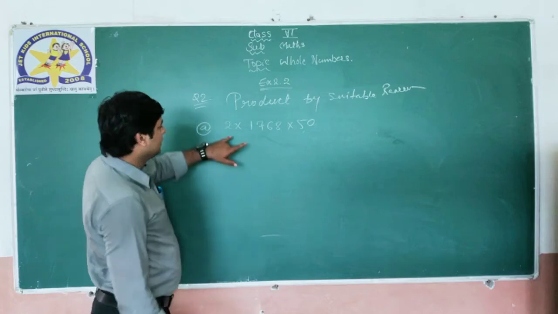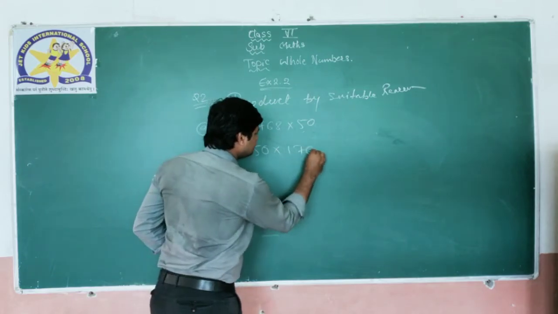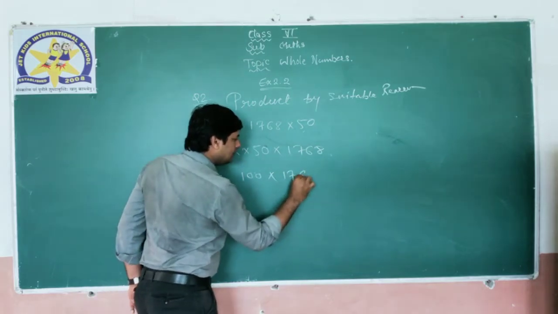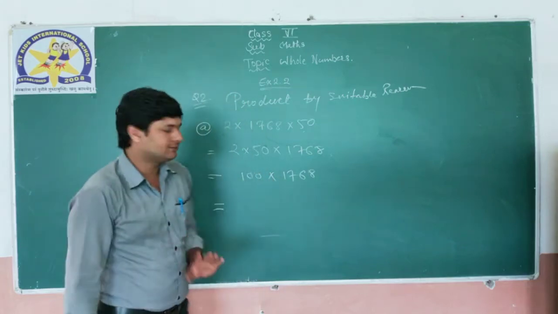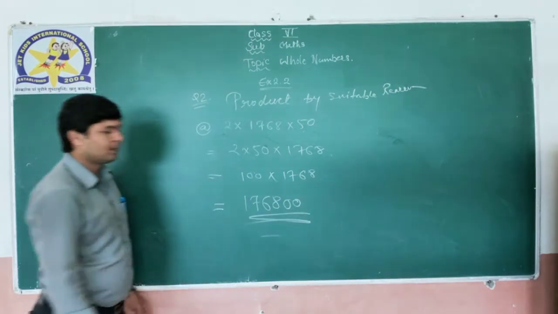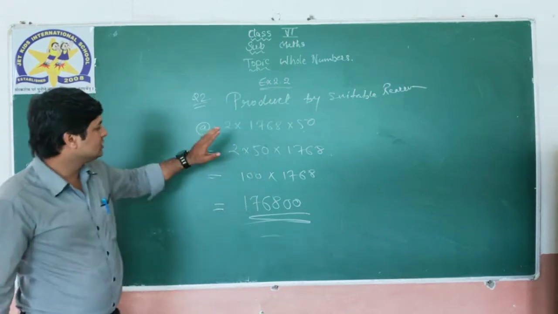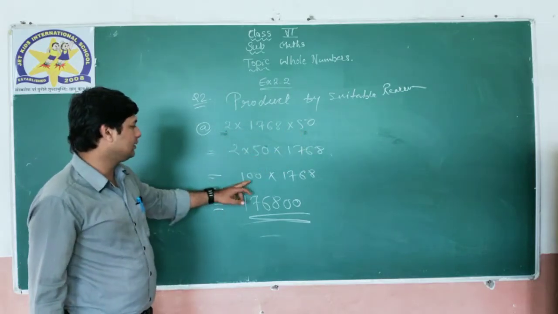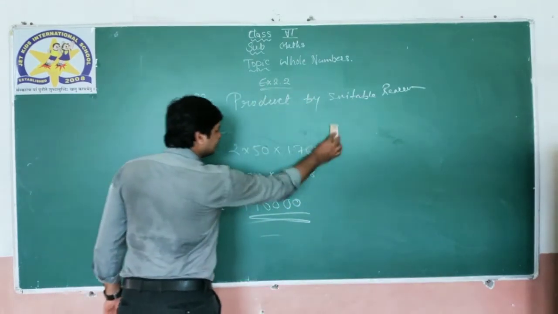How? See, here if I am doing 2 into 50, it will be 100 directly, multiplied by 1768, right? If I multiply anything with 100, we just add 2 zeros to it. That's it. We will get our answer 176800. Clear? See, this is known as rearrangement. So this is how we are going to do rearrangement. 2 multiplied by 50 first, so it will be 100, and this kind of thing we are going to solve by rearrangement.